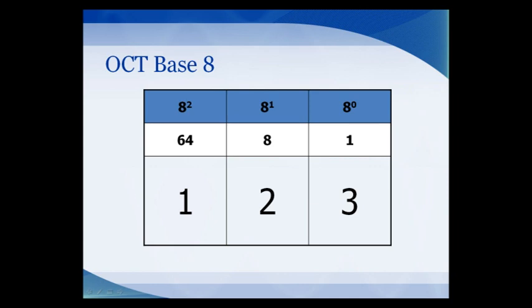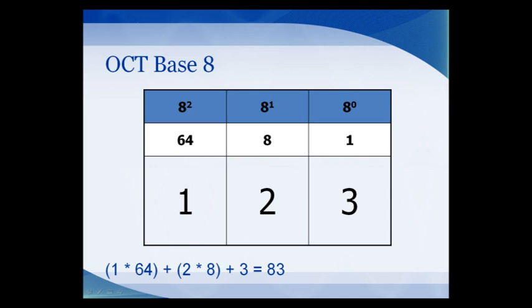So I have the number 1, 2, 3. It's not 123, remember, because this is the oct numbering system. So it's 1, 2, 3 in oct. We're going to find the value in decimal. So we're going to do 1 times 64 plus 2 times 8 plus 3.